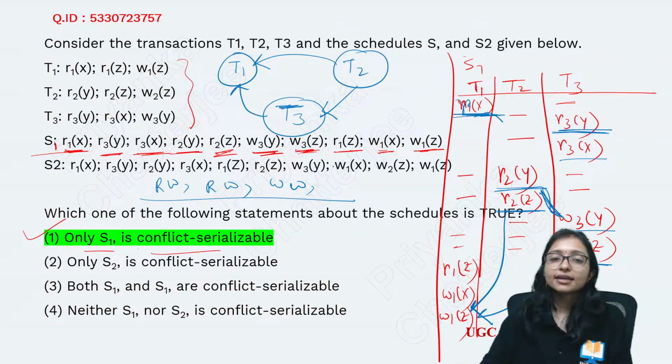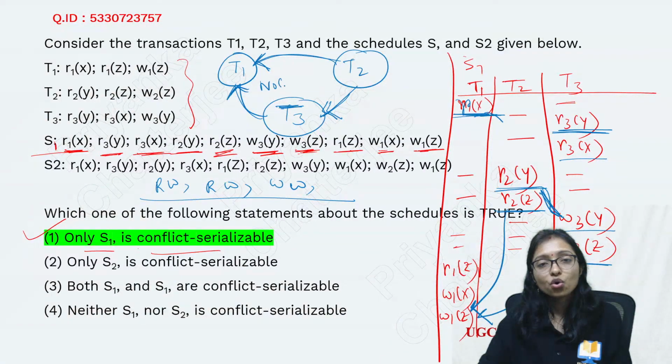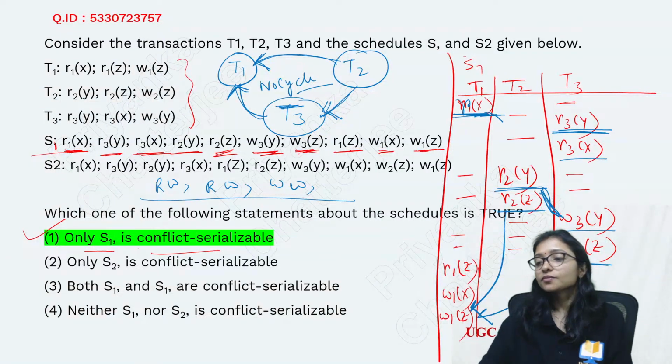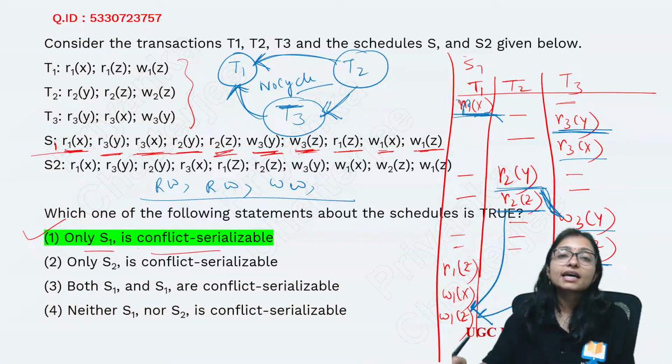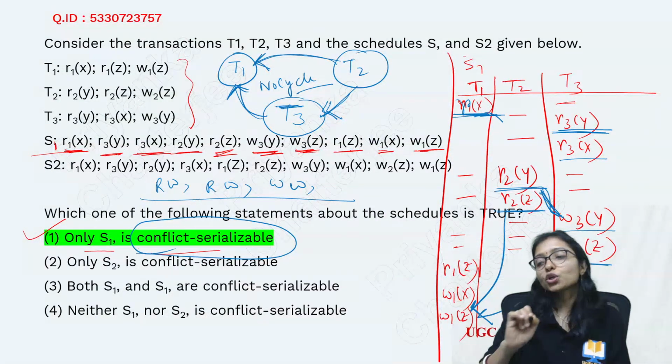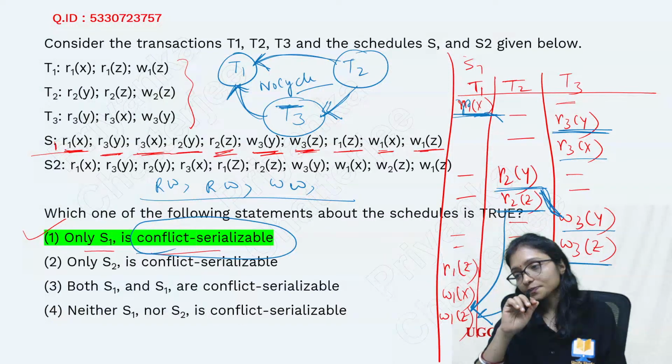It is not a cycle. Here this arrow is coming in this direction, this is going in this direction, this is going in this direction. So there is no cycle. No cycle means it is conflict serializable. Here also don't make a mistake.